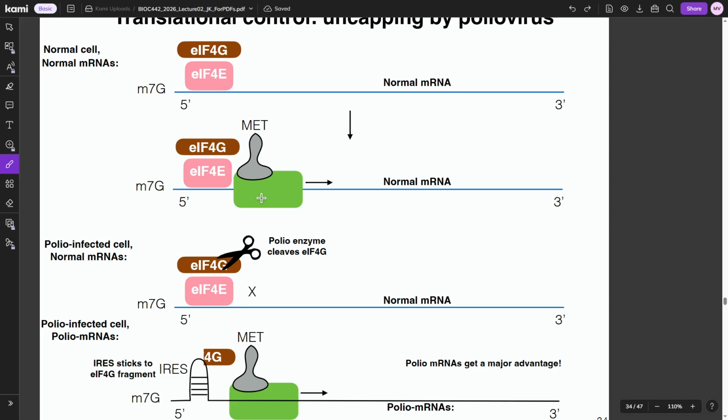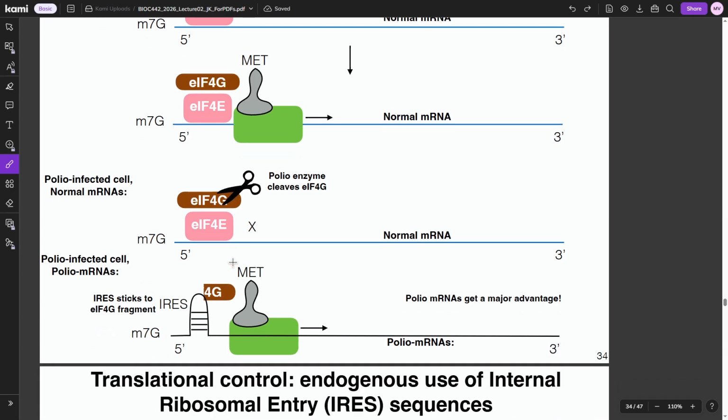But in a polio-infected cell, there is a polio enzyme that ends up cleaving EIF4G, and the cleavage of that leads to the production of this 4G fragment. What ends up happening is that the polio-infected cells have polio mRNAs that were made from its own genetic data, and those polio mRNAs have an internal ribosome entry sequence.